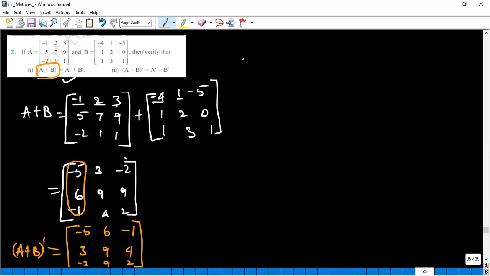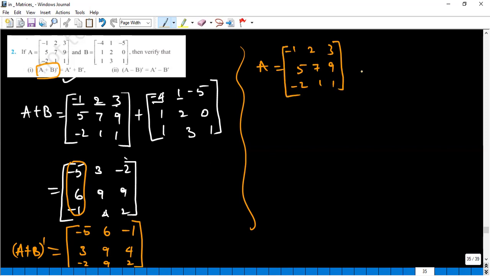Let me find out individually what is A transpose. We have A like this: -1, 2, 3, 5, 7, 9, -2, 1, 1. What is A transpose? A transpose is -1, 5, -2, 2, 7, 1, 3, 9, 1. This is A transpose.